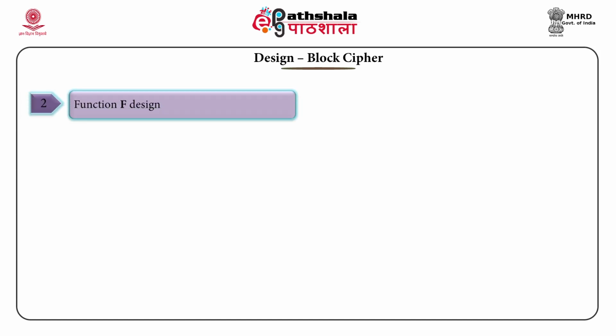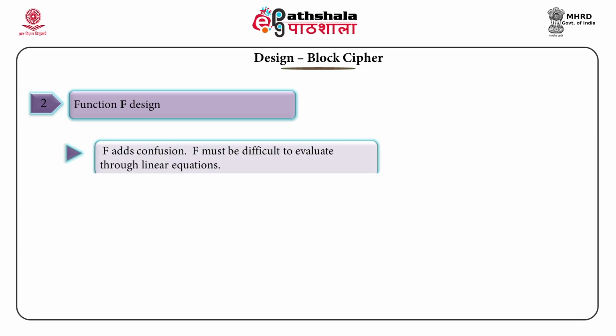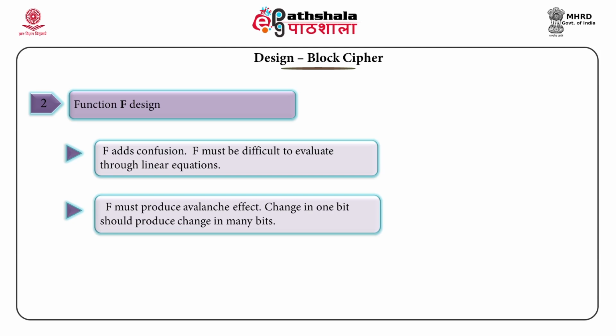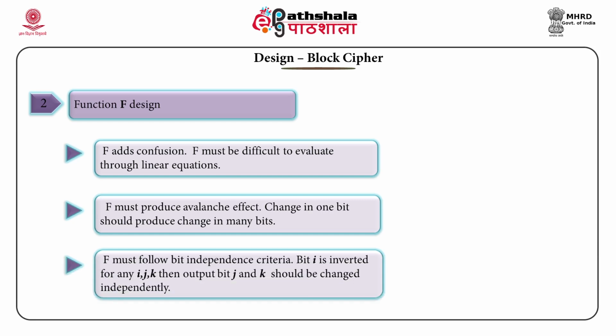Function f design. Keep in mind that when we used the Feistel structure, we applied function f. f must be difficult in what terms? In terms of evaluating through linear equations. f must produce the avalanche effect. Avalanche means that if we change one bit, it has a cumulative effect of changing many bits. f must follow the bit independence criterion: if bit i is inverted for any i, j, k, then output bits j and k should change independently. j and k should not depend on each other.